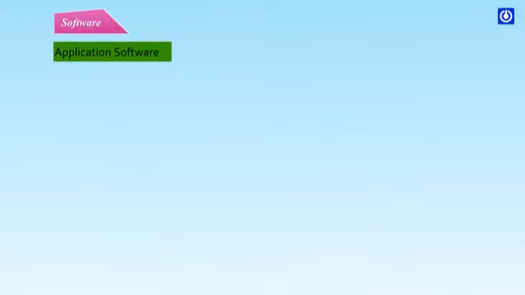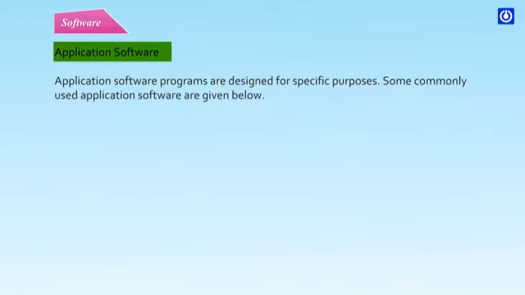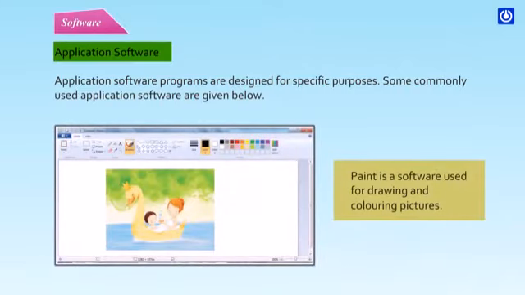Application software. Application software programs are designed for specific purposes. Some commonly used application software are given below. Paint is a software used for drawing and coloring pictures.